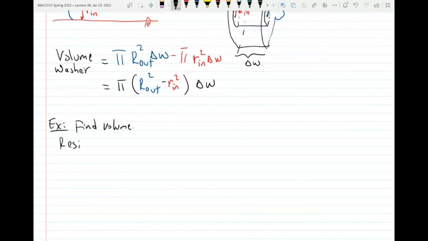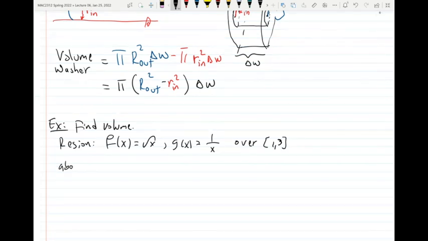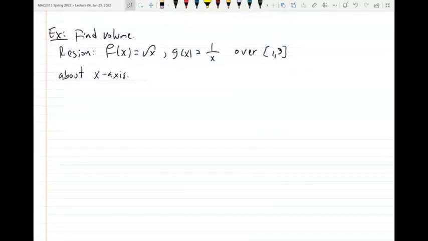And let's say that the region is given by the square root of x, 1 over x, and this is over 1, 3, and we're going to rotate about the x-axis. Okay, so again, let's sketch.